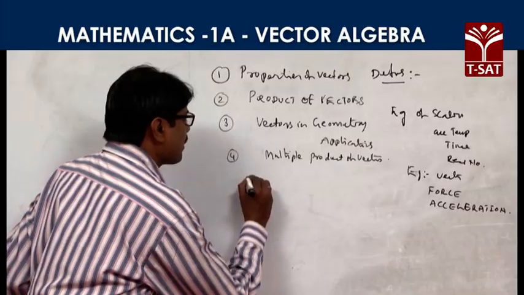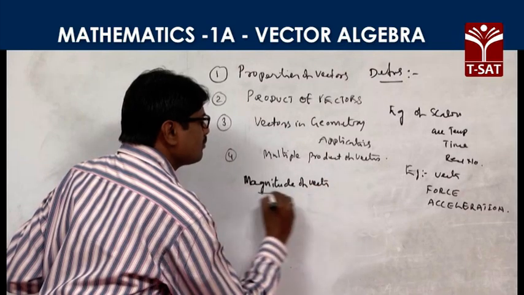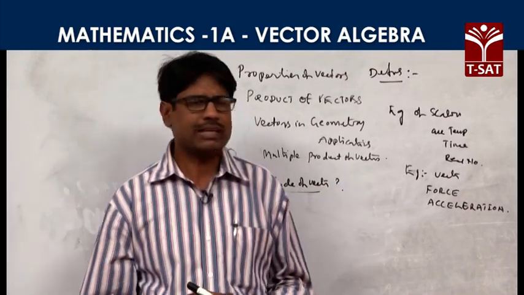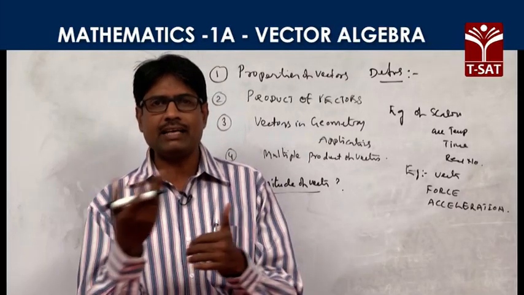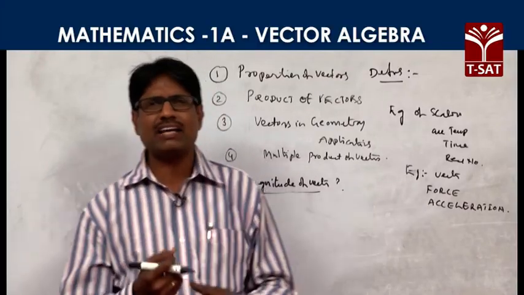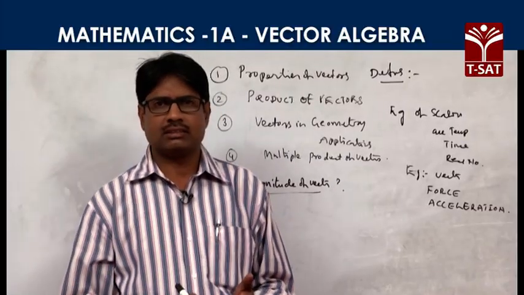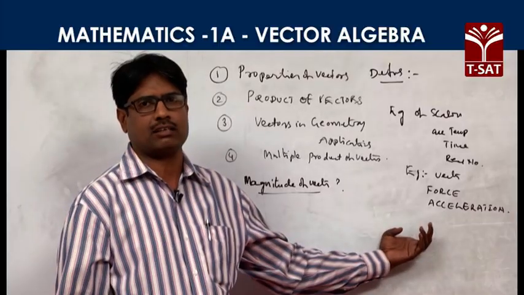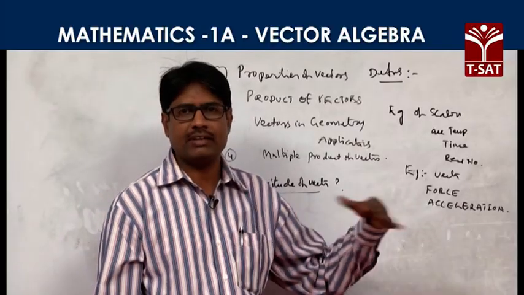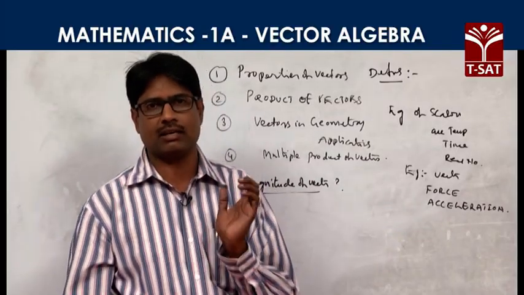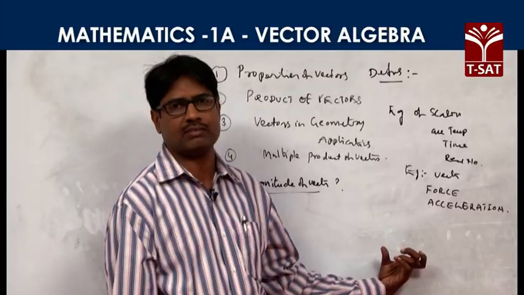First, what do you mean by magnitude of a vector? Because in the definition I explained a physical quantity which is concerned with both magnitude and the direction we call as a vector. What is the magnitude? Magnitude of a vector is a non-zero real number which measures the length of the vector. Maybe 10 units or 15 units. That depends on the physical quantity. If you take force, acceleration, units will be different. A non-zero real number which measures the length of the vector we call as the magnitude of the vector.